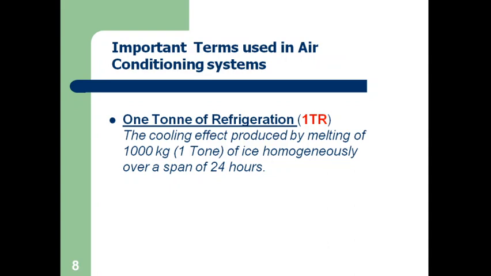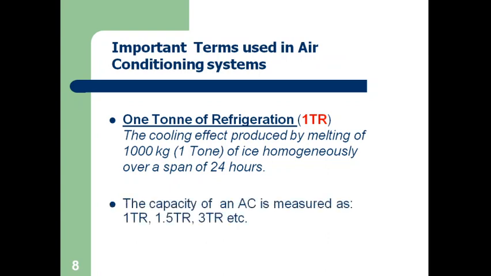What does it mean in simple language? 1 ton of refrigeration is the amount of cooling effect produced if we melt 1 ton of ice in an enclosed space, and the amount of heat that ice will absorb from the surroundings in order to melt down is equivalent to the amount of cooling effect produced. So this is the unit of refrigeration, 1 ton of refrigeration. Capacity of ACs is usually measured in tons of refrigeration.